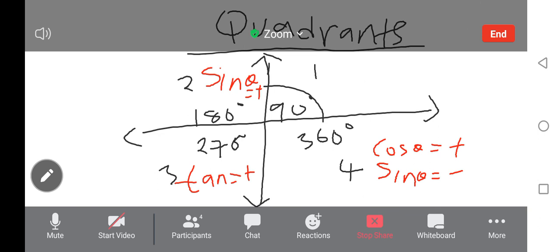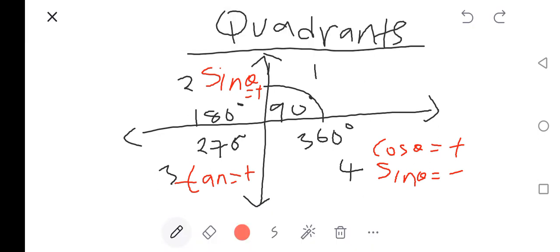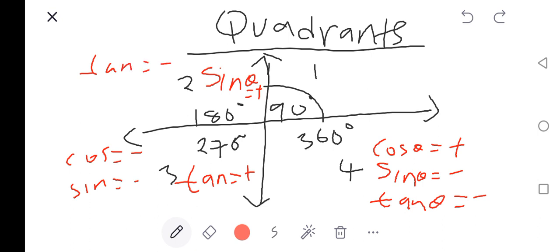So that's what these quadrants are. When you see tan here, it is simply negative. When you see cos here, it is simply negative. When you see sine here, it is negative. When you see tan here in the second, it is negative. When you see cos here, it is negative.